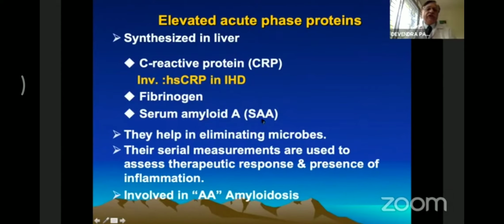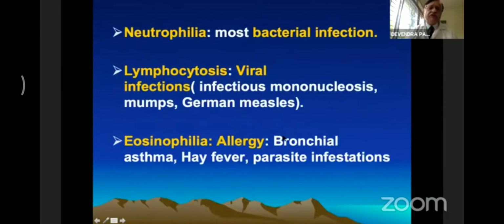Serum amyloid A, we know it is involved in amyloidosis, that also increases. They help in eliminating microbes and other features. The neutrophil increase is seen classically in most bacterial infections, exception Salmonella. Okay, in enteric fever there is neutropenia. In most of the viral diseases, lymphocytosis is there. In most of the allergy cases, eosinophilia. Eosinophil is equal to allergy.